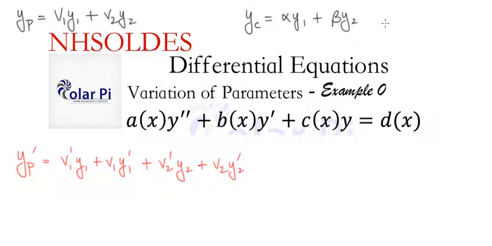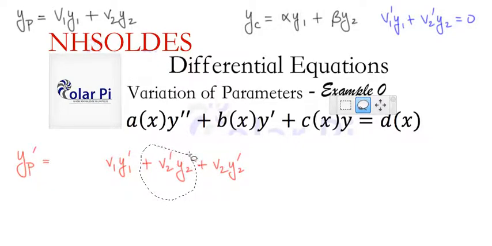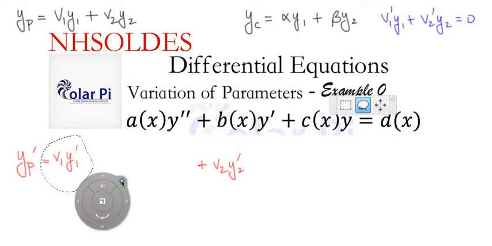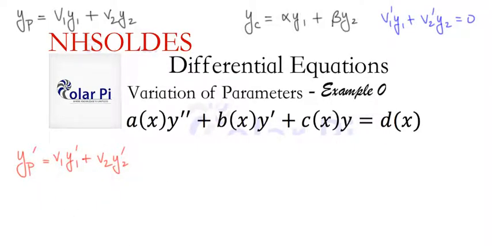And that assumption we make here is going to be that v1 prime y1 plus v2 prime y2 be equal to 0. So with this assumption, notice that we could get rid of that term and this term and reduce the expression for yp prime significantly, to just that. Okay, cool. And now that means that our calculation of yp double prime is going to be easier.